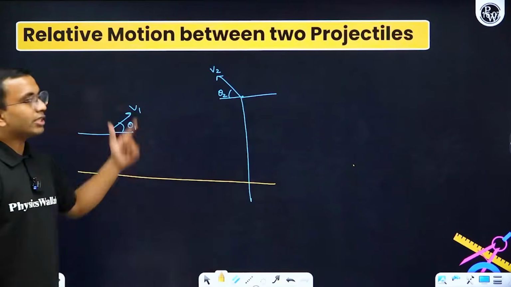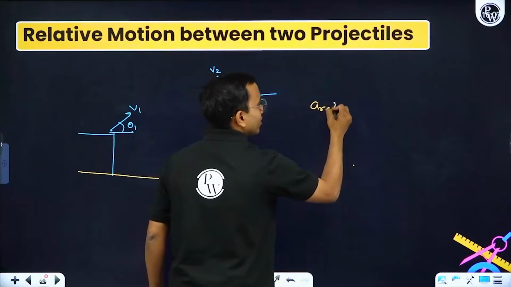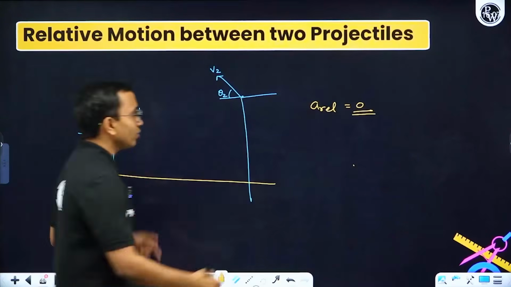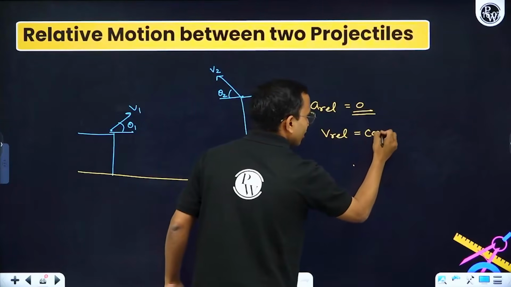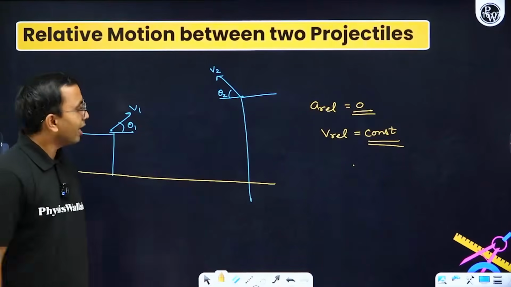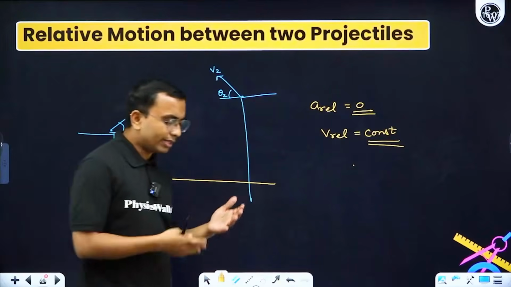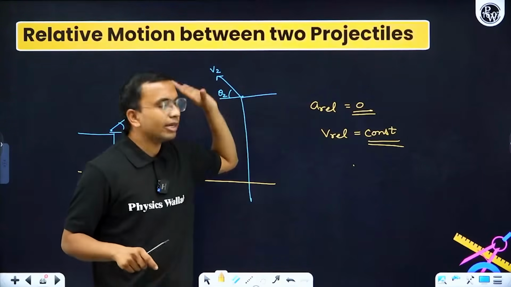So as I discussed previously, their relative velocities are not going to change. Why? A relative is equal to 0. V relative is constant. V relative will not change with time, and whatever the relative distance is, you can find the time and other things easily. Only thing is you should understand that A relative is 0.